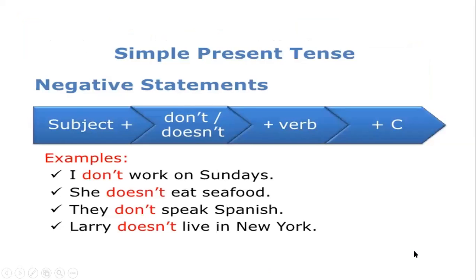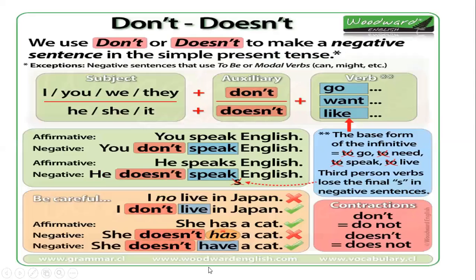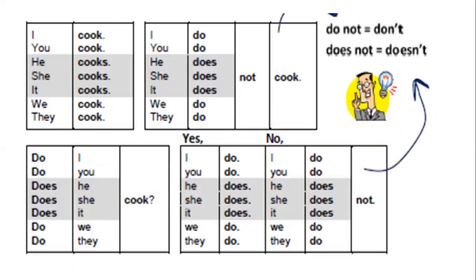Here we have some examples. In the simple present tense, negative statements, we have subject, plus don't or doesn't, plus the verb, plus the complement. I don't work on Sundays. She doesn't eat seafood. They don't speak Spanish. Larry doesn't live in New York. Okay, so before we go to the exercise, I want to stop sharing.